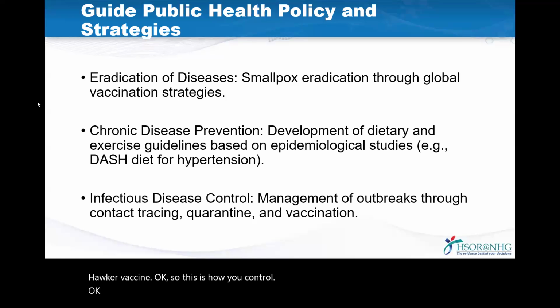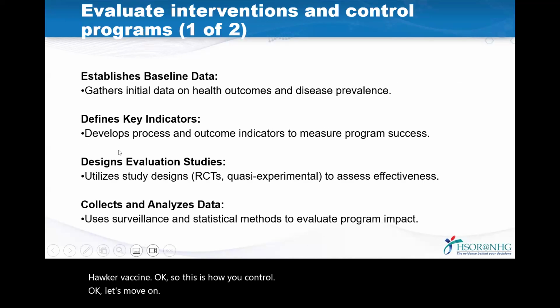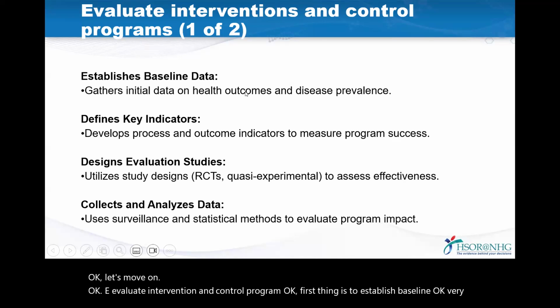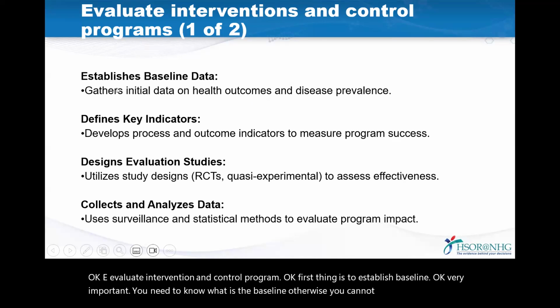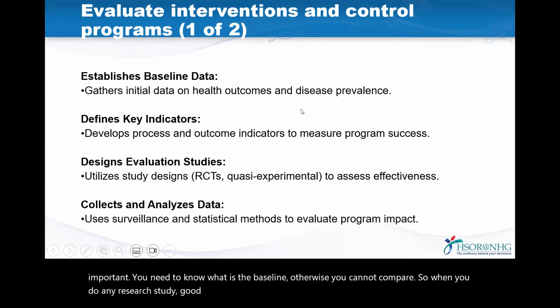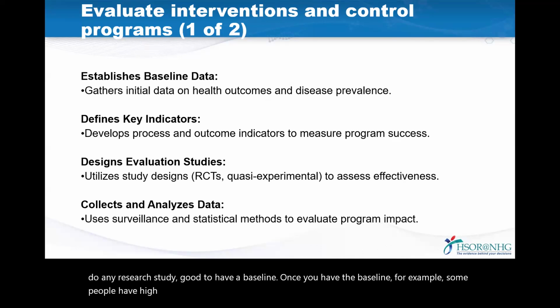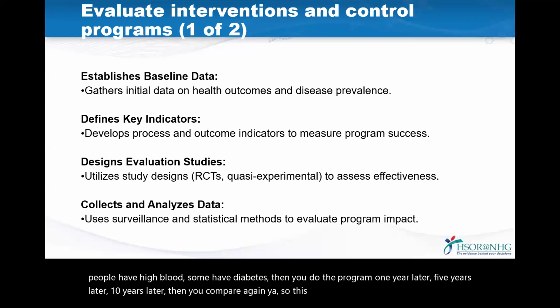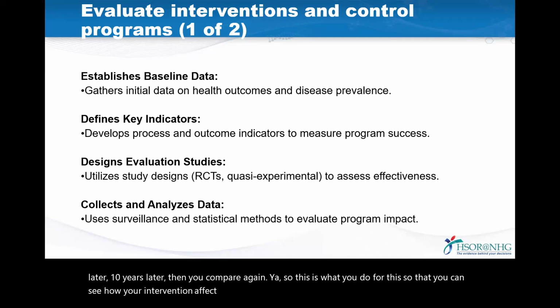Okay, let's move on. Evaluate intervention and control programs. First thing is to establish a baseline. Very important. You need to know what the baseline is, otherwise you cannot compare. So when you do any research study, it's good to have a baseline. For example, some people have high blood pressure, some have diabetes. Then you do the program, and 1 year later, 5 years later, 10 years later, you compare again. This is so that you can see how your intervention affects the population.